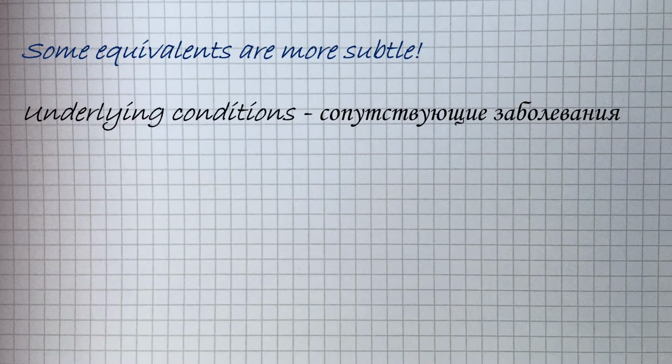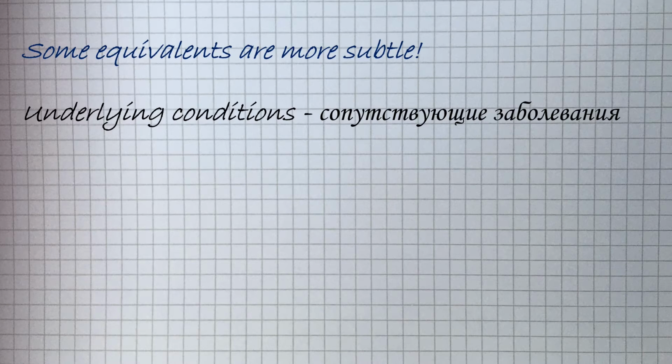So this term is often translated as хронические заболевания, which is okay, but it's not quite accurate. Because in English, we sometimes come across underlying chronic conditions. Then how would you render it? And underlying conditions may not always be in chronic form. They can be in acute form.